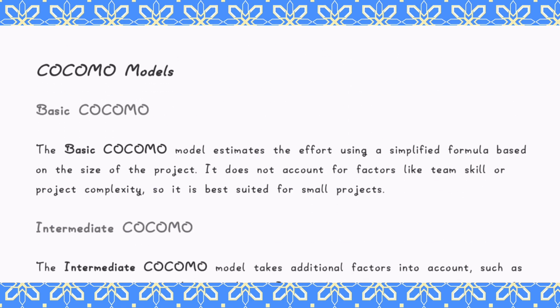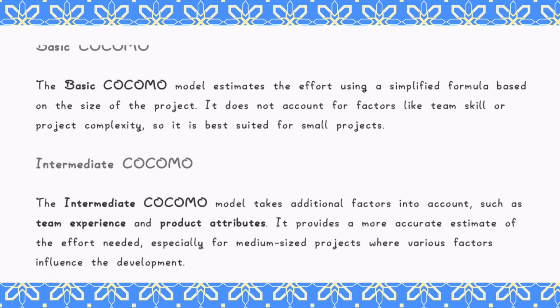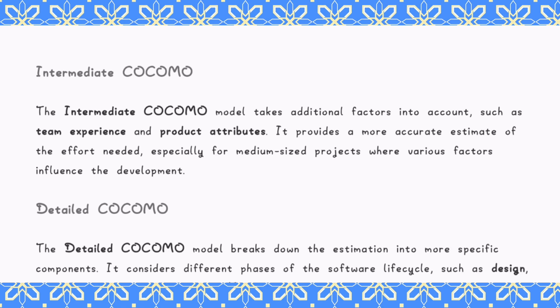COCOMO models. The basic COCOMO model estimates the effort using a simplified formula based on the size of the project. It does not account for factors like team skill or project complexity, so it is best suited for small projects. Intermediate COCOMO. The intermediate COCOMO model takes additional factors into account, such as team experience and product attributes. It provides a more accurate estimate of the effort needed, especially for medium-sized projects where various factors influence the development.